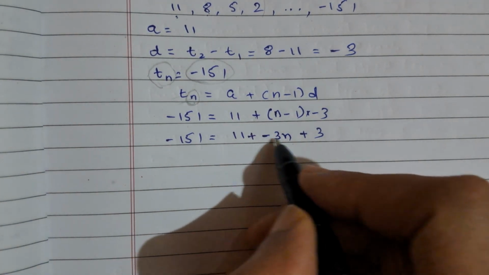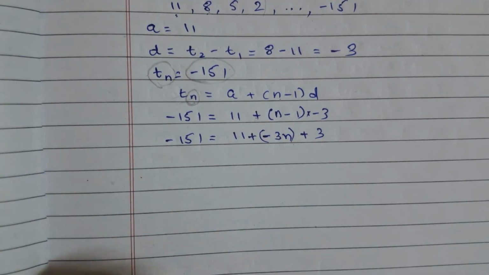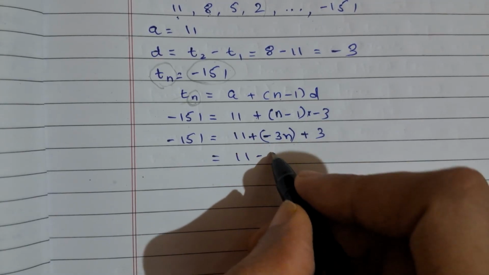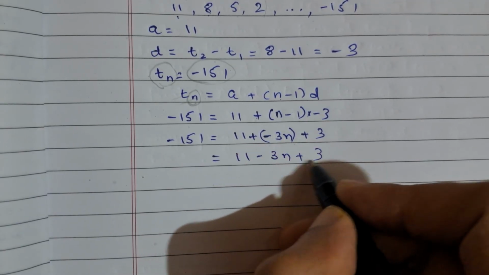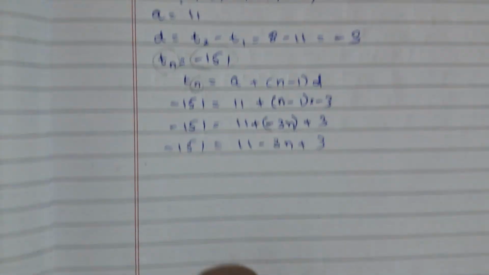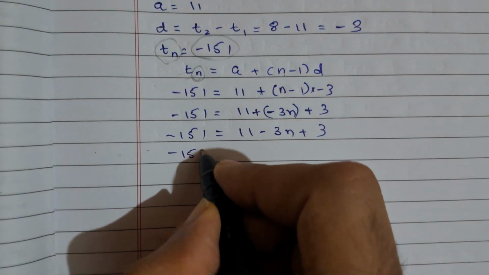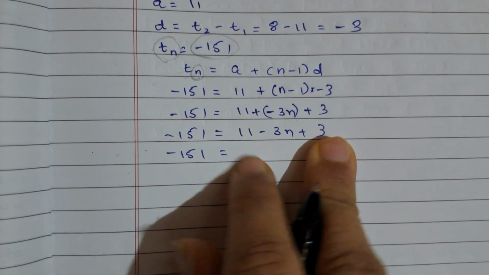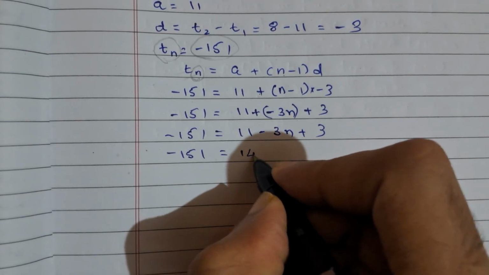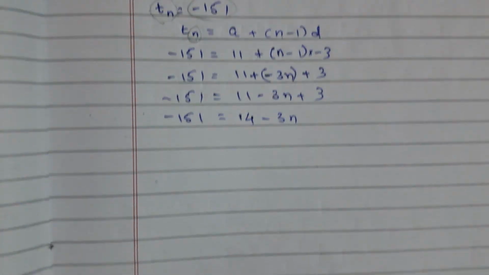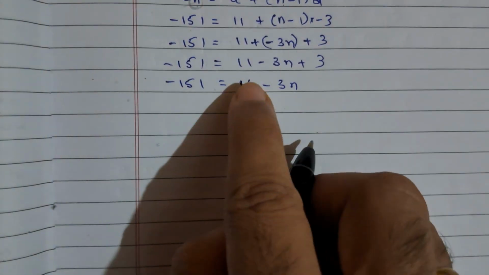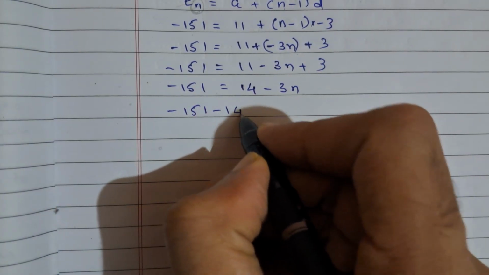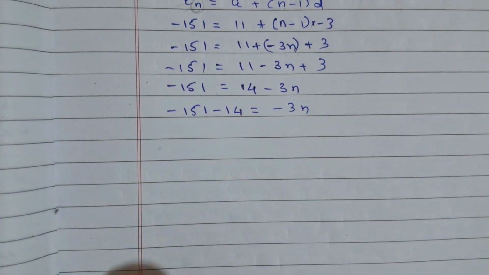But since plus minus are coming together, we should put a bracket. So in the next step, I will open this bracket and make it minus 3n plus 3, and this is minus 151. Let's wrap up this process. 11 plus 3, 11, 12, 13, 14. 14 minus 3n. Ultimately, I will send this 14 over here. It will become minus 151 minus 14 is equal to minus 3n.